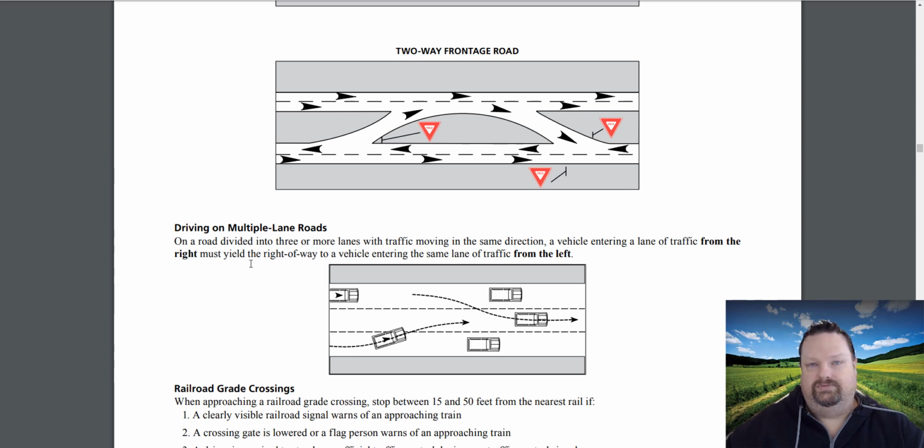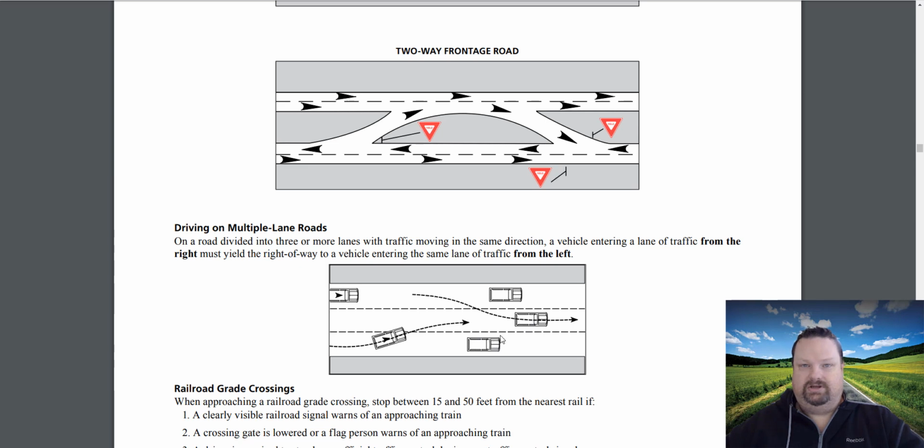But there are rules of right-of-way in terms of who has right to a lane over another vehicle. So let's go ahead and take a look at that. On a road divided into 3 or more lanes with traffic moving in the same direction, a vehicle entering a lane of traffic from the right must yield the right-of-way to a vehicle entering the same lane of traffic from the left. So let's say you're in the far right-hand lane and you want to get into the middle lane.